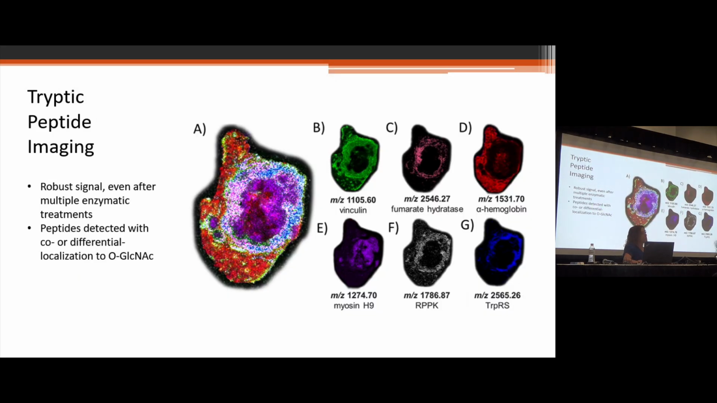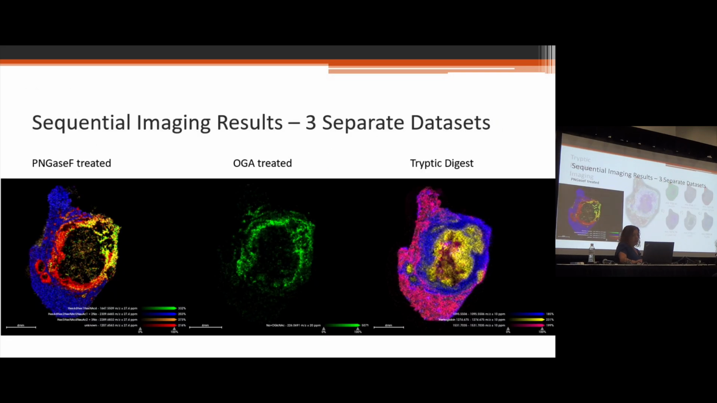And then finally, the tryptic peptide imaging. Even after 2 rounds of enzymatic treatment on these tissues, we're still able to get robust peptide signal by tryptic digestion. And we were able to compare some things that co-localized or differentially localized versus some of the other N-linked glycans or the O-GlcNAc. So now we've done these 3 separate imaging data sets. We have our N-linked glycans from the PNGase F treatment, the OGA treated for the O-GlcNAc, and the tryptic digest.